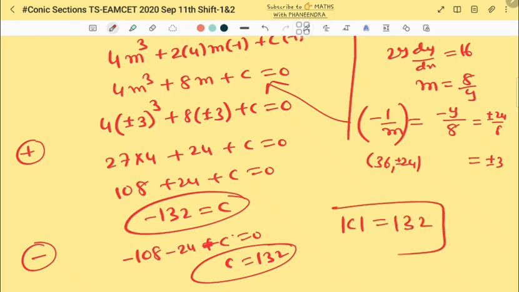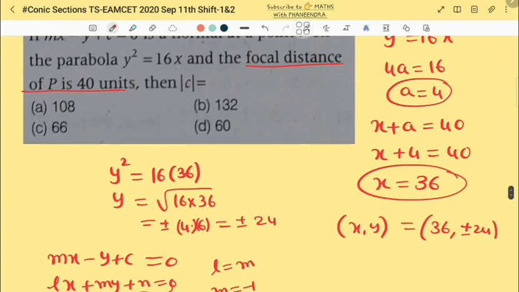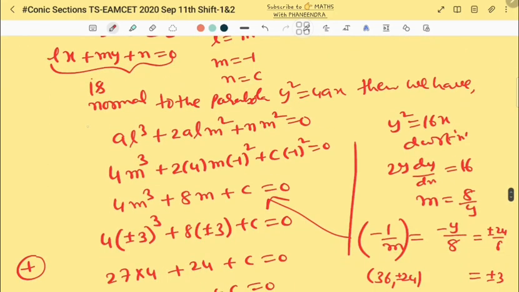Is there an option? So 132 is there, dear students. So this is the way. See, IP result only it works out.